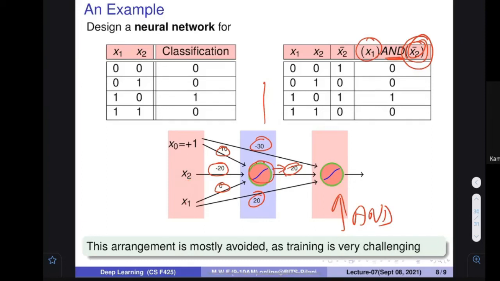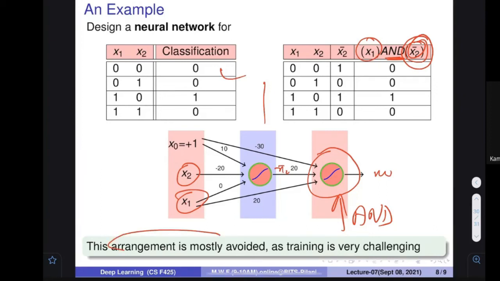What do I mean by this? This was X2. I got X2 bar over here. Then I have combined X2 bar and X1 using an AND gate at this particular location. So what is the output? The same output. However, this arrangement is mostly avoided. I just wanted to put this in front of you, that in this way also you can build a network with multiple layers. But this circuit is mostly avoided.